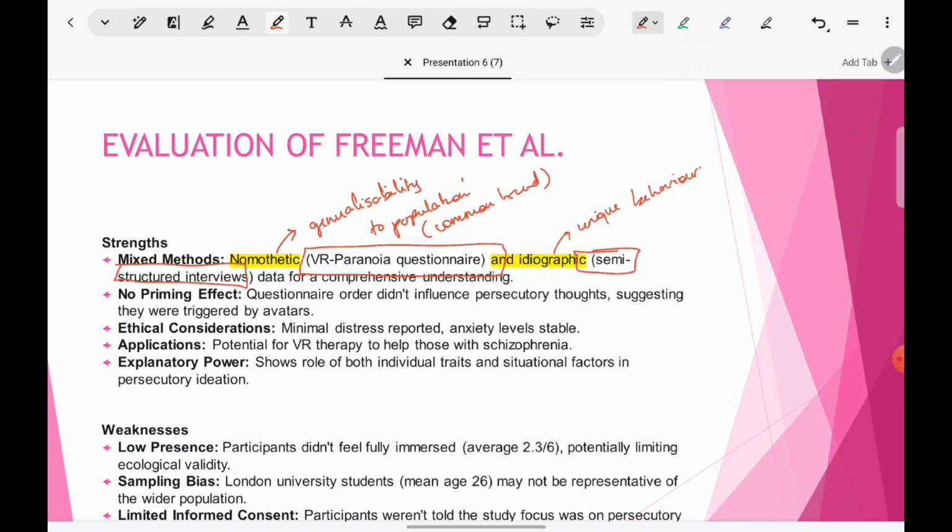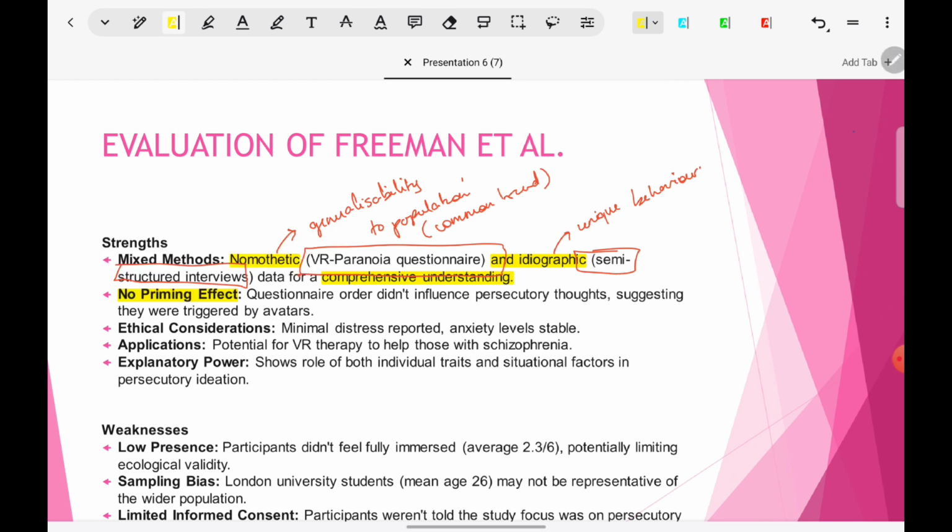Idiographic approach is that which looks at unique behavior, and the aim is not to generalize to others. So comments made by individual participants reflected their own thinking, and that was the idiographic approach taken. Since the study has taken both nomothetic and idiographic approaches, we can say that it is holistic in nature, or it makes for a more comprehensive understanding of paranoia and persecutory ideation.